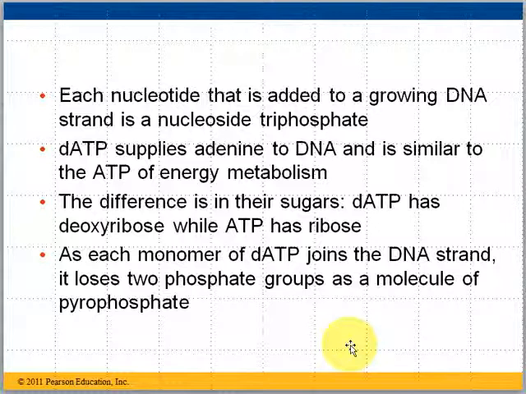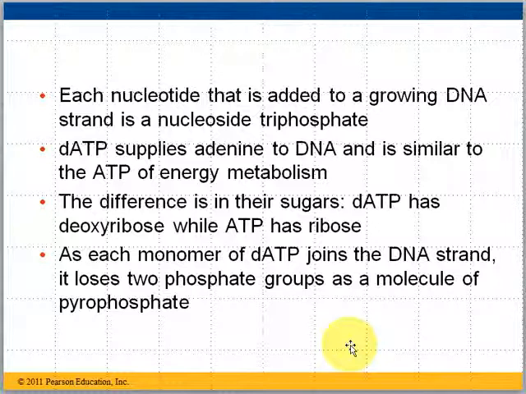If we discuss a little bit about the chemistry of the DNA molecule, each nucleotide, remember, this is a chain of nucleotides that we're creating. Each nucleotide that is added to a growing DNA strand is a nucleoside triphosphate. And we'll take a look at a picture here in just a moment. The dATP is what supplies the adenine to DNA, and it's very similar to ATP.